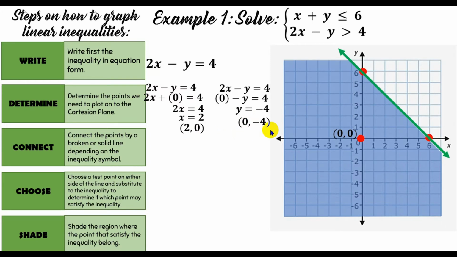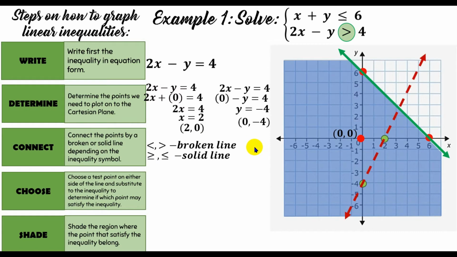So, we have to plot these 2 points now. Positive 2 of the x-axis and negative 4 of the y-axis. Then, we have to connect these 2 points by a broken line or solid line. Saan nga ba siya kasama? Ano nga ba ang ating inequality symbol for the second linear inequality? So, we have greater than at dun siya kasama sa broken line. So, we have to draw a broken line passing through these 2 points. And then, after that, we have to choose the test point. And yung test point po na pwede natin gamitin ay ang origin or ang 0, 0.